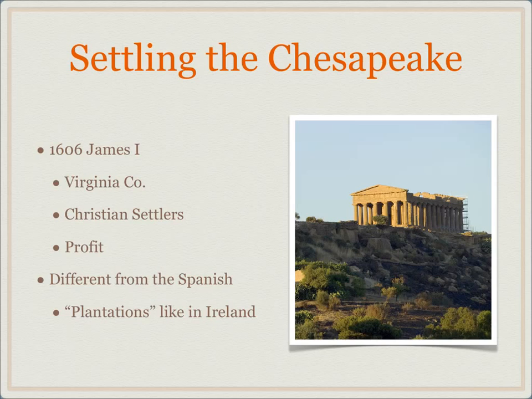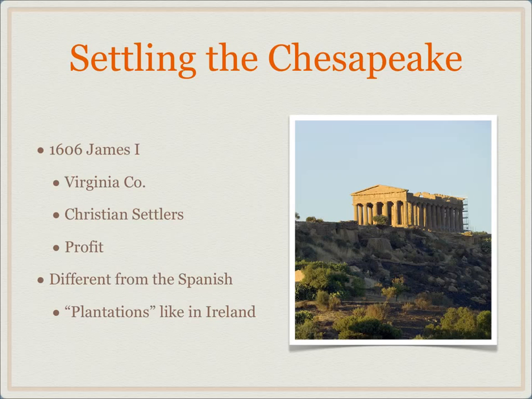Oh, I could have sworn I put a picture in there. Oh, well. So, settling the Chesapeake, 1606, James the First, all right? They establish the Virginia Company, okay? This is a joint stock company, much like we just talked about.